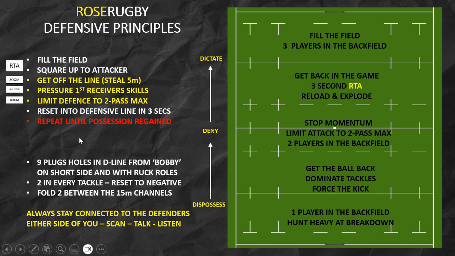Ideally, we're looking for double tackles every time, so 2 in every tackle, and those tacklers will reset to the negative side, the short side where the ball came from. For that, we'll then fold two between the 15 channels. Sometimes we'll just fold 2 in general, but that's to try and get parity. If we've lost 2 defenders to the tackle, then we fold 2 in there, and the 2 tacklers take the place of the 2 that have folded. So we always try and have equal spacing relative to where the ruck is and where the ball is on the field.